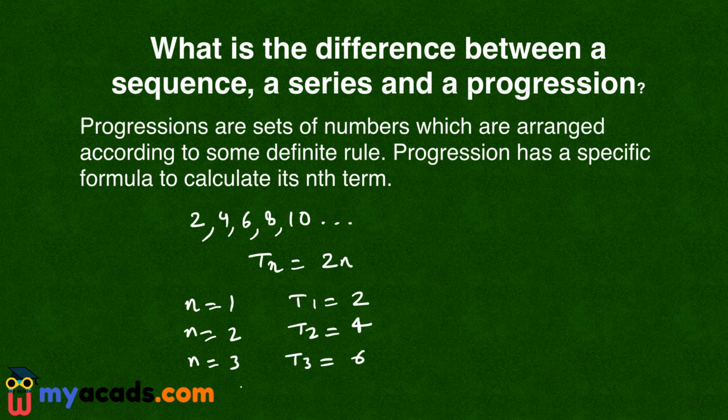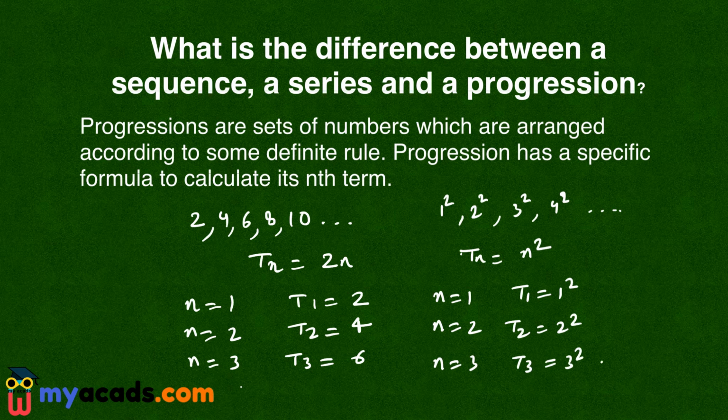For example, the squares of numbers. My first term is 1 squared, second is 2 squared, third is 3 squared, fourth is 4 squared, like this. So here my nth term is n squared. When n is 1, t1 becomes 1 squared. When n is 2, t2 becomes 2 squared. When n is 3, t3 becomes 3 squared, and so on. So I can have a formula for the nth term. So if I can have a formula, then it becomes a progression.